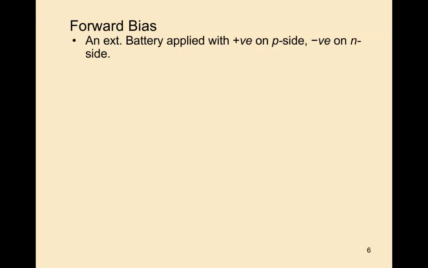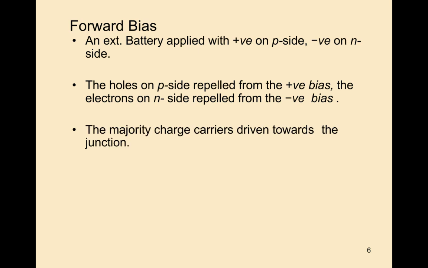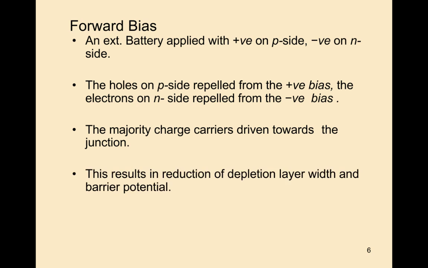Forward bias: an external battery is applied with positive on the P side and negative on the N side. The holes on the P side repel from the positive bias. The electrons on the N side repel from the negative bias. The majority charge carriers are driven towards the junction. This results in reduction of depletion layer width and barrier potential.